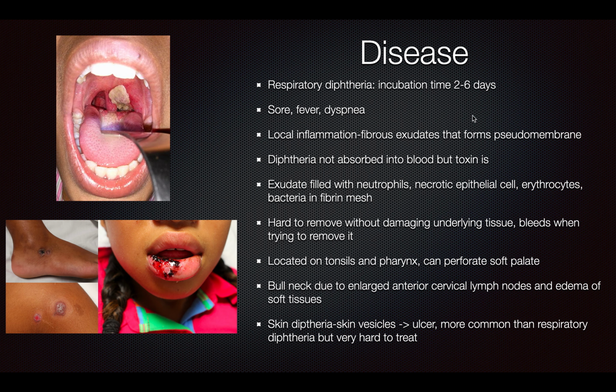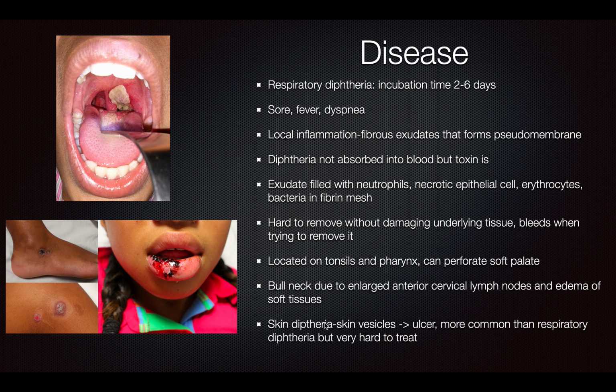It incubates for 2 to 6 days, and eventually causes a sore throat, arthralgia, fever, and dyspnea. In the local inflammation, there's going to be greenish-whitish fibrous exudates that form a pseudomembrane, usually on the soft palate. The exudate is going to be filled with neutrophils, necrotic epithelial cells, erythrocytes, and bacteria in a fibrin mesh. And it's hard to remove without damaging the underlying tissue.